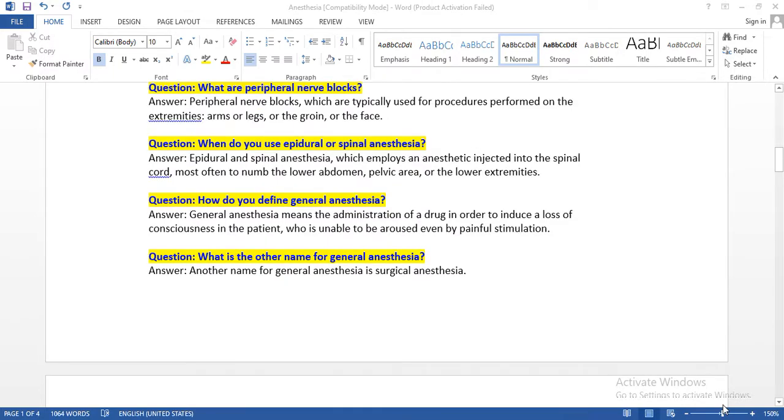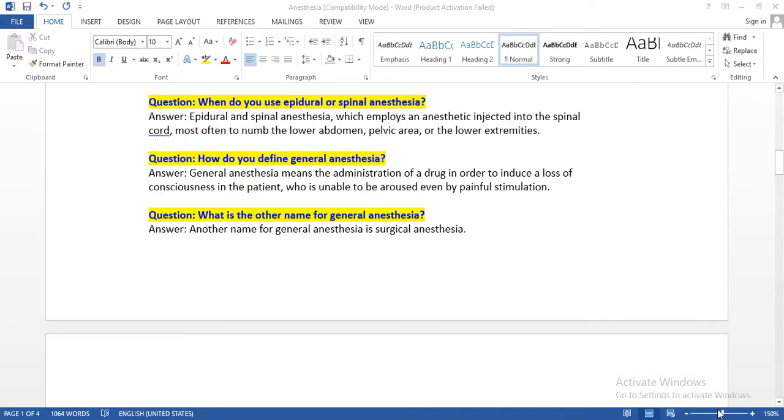Question: What are peripheral nerve blocks? Answer: Peripheral nerve blocks are typically used for procedures performed on the extremities, like arms, legs, or on the groin or on the face. Mostly they will be used on the extremities.